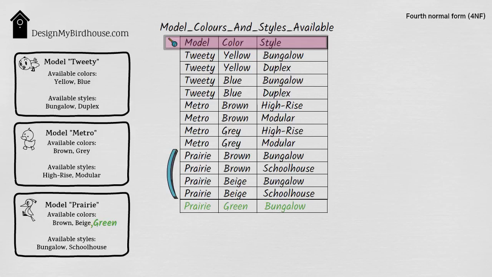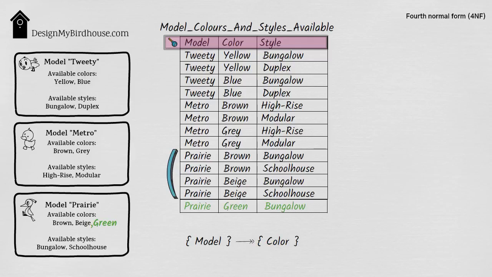To see what's gone wrong, let's have a closer look at the dependencies among models, colors, and styles. Can we say that color has a functional dependency on model? Actually, no, because a specific model isn't associated with just one color. And yet, it does feel as though color has some relationship to model. How can we express it? We can say that each model has a specific set of available colors. This kind of a dependency is called a multi-valued dependency, and we express it with a double-headed arrow like this.